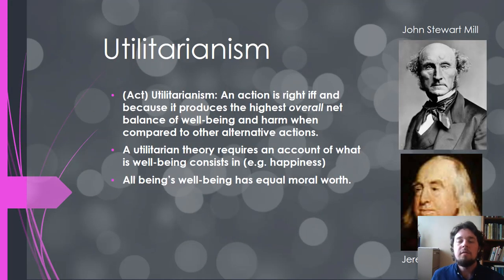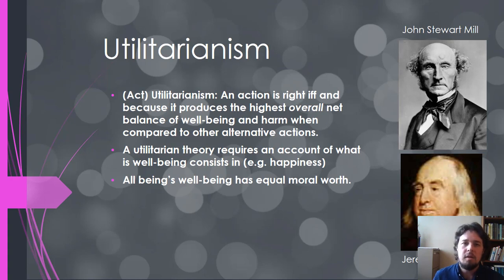Okay, so let's take a look at the first kind of consequentialism called utilitarianism. So you may have heard of utilitarianism before. Some of its founders were John Stuart Mill and Jeremy Bentham, two English philosophers. And this is a consequentialist theory. So it looks at the consequences of an action in order to determine if that action is right. Now, there are different kinds of utilitarianisms. We're just going to look at a kind called act utilitarianism very briefly.